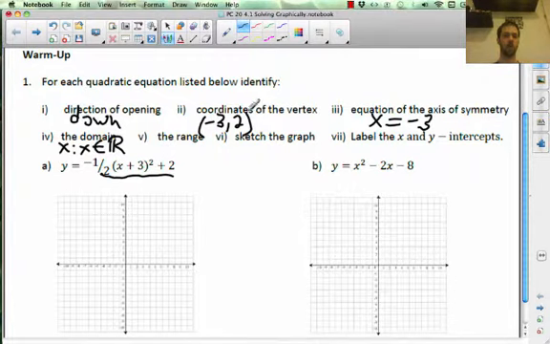The range is always determined by your y value of the vertex. In this case it's 2, and this thing opens down, as indicated by this negative sign. So since it starts at 2 and opens down, the range is never going to go above 2. So y, such that y is always less than or equal to 2, but is otherwise an element of the reals.